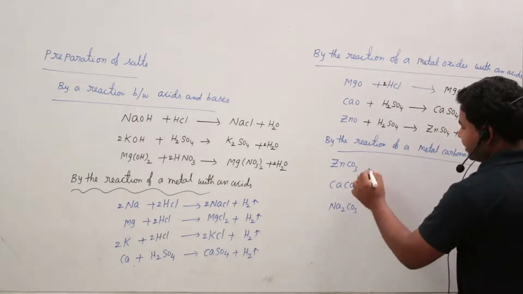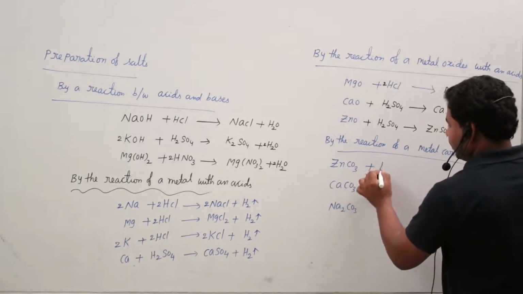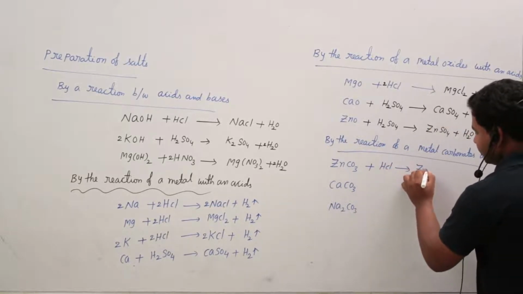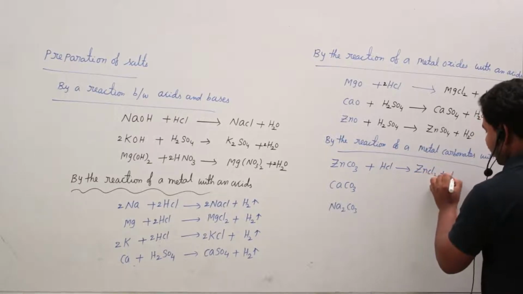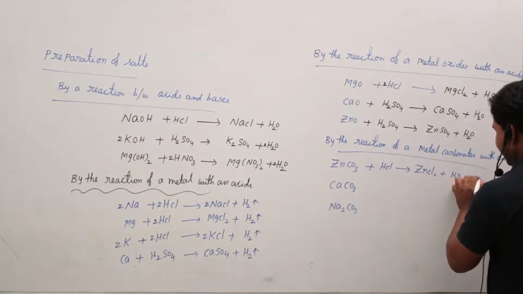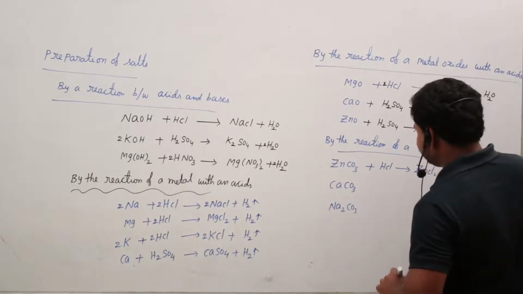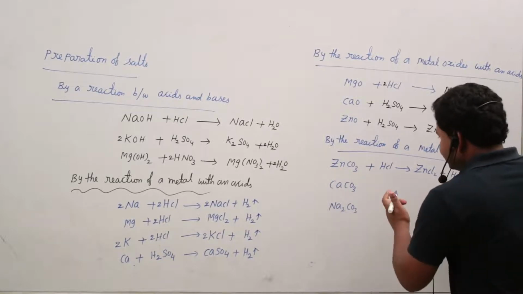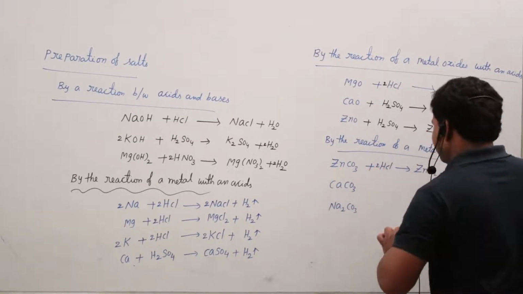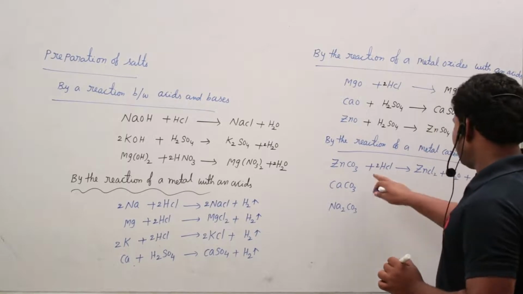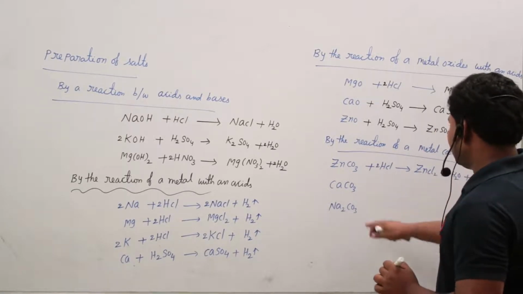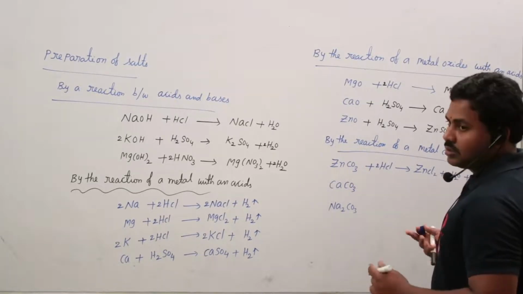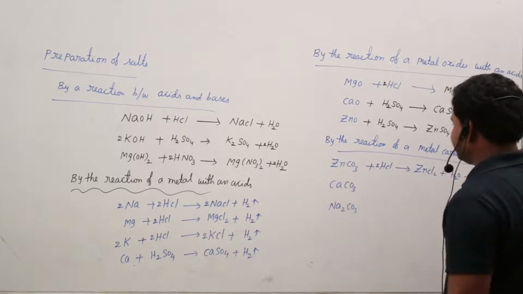Zinc carbonate is reacted with hydrochloric acid to form zinc chloride and water, and carbon dioxide gas is evolved. How to balance this equation? Zn is balanced. HCl in front of, now we can take 2, 2 Cl balance, 2 hydrogens balance, 1 carbon balance. 3 oxygens, 1 plus 2, 3 oxygens are balanced. Okay, now the total equation is balanced.